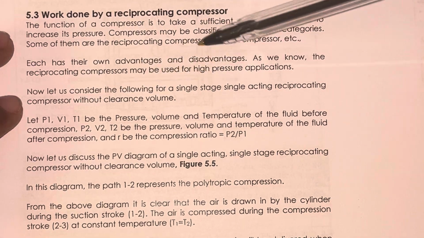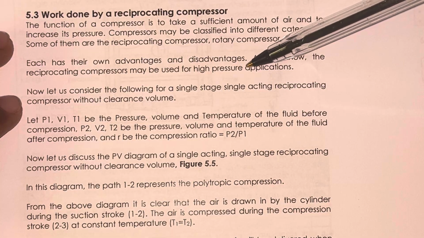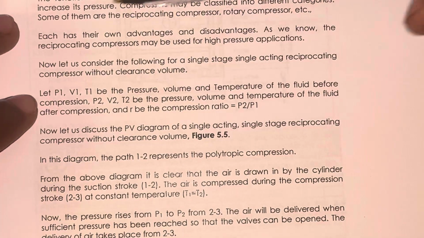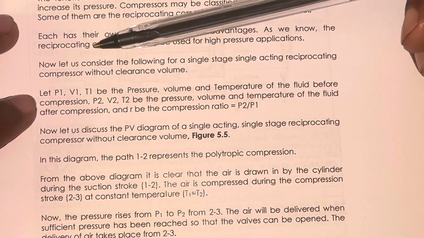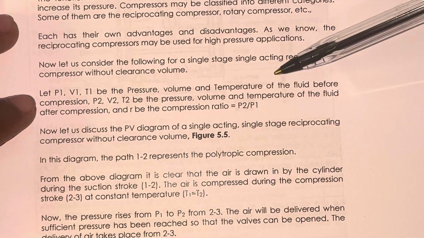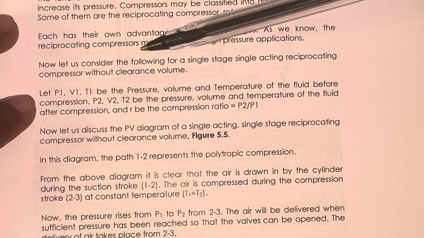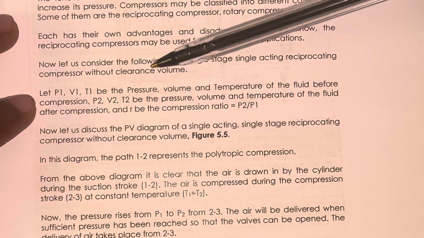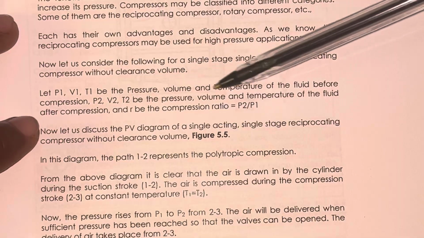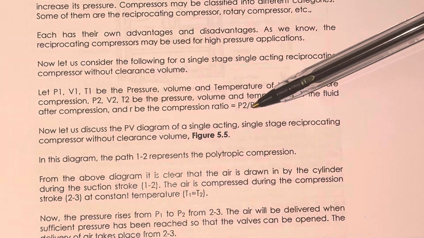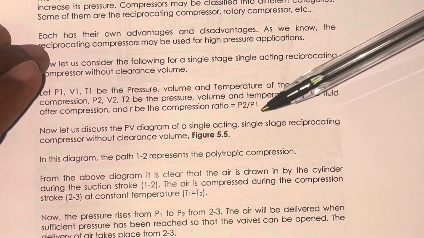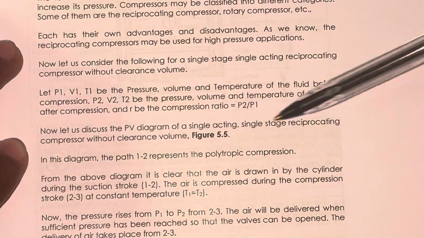Now, let us consider the following for a single stage, single acting reciprocating compressor without clearance volume. Let P1, V1, T1 be the pressure, volume, and temperature of the fluid before compression. Now P2, V2, T2 be the pressure, volume, and temperature of the fluid after compression, and R be the compression ratio, simply meaning your compression ratio is going to be P final divided by P initial, or P2 divided by P1.